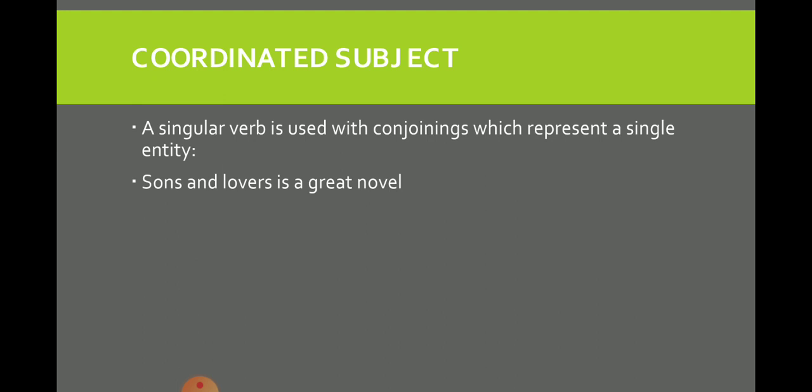For example, Sons and Lovers is a great novel. Look here. Although in the two parts of this coordinated subject we have sons, plural, and lovers, also plural, and they are together also plural, however, we used a singular verb because this is a title of a novel and we want to say something about this novel. That's why we used a singular verb.